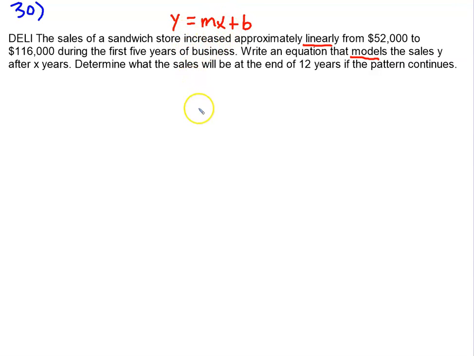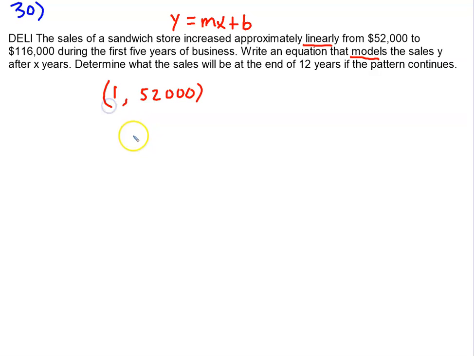Okay, so in word problems like this, let's think about how this ties into what we did in the previous lesson when we talked about rate of change. Let's think about this. In year one, it says in the first 5 years of business. So think about it like this. In the first year, we had sales of 52,000.